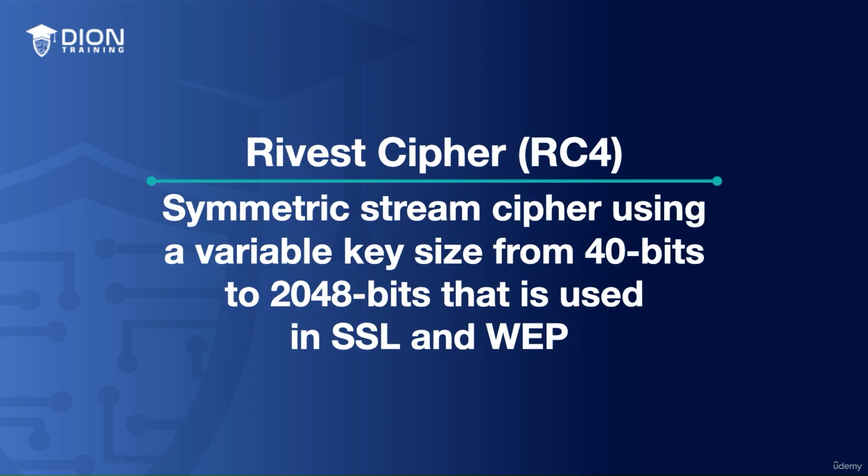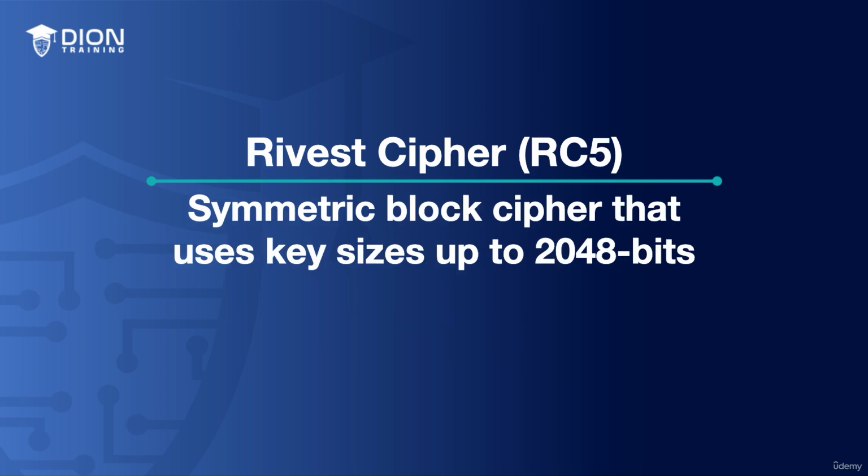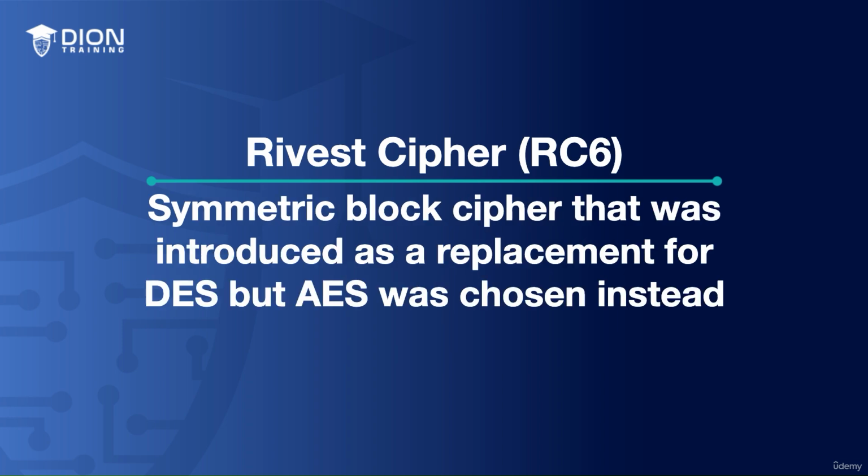RC4 is considered to be a stream cipher, and it uses a variable key size from 40 bits all the way up to 2048 bits. RC4 is going to be used in both Secure Socket Layer, SSL, as well as the Wired Equivalent Privacy, or WEP, that's used heavily on the internet and on our wireless networks. Now, RC5 is a block cipher that uses key sizes up to 2048 bits. And finally, we have RC6, which is based on the RC5 cipher, but is a stronger and more advanced version of it, and it was originally entered into the contest as a replacement for DES, but ultimately, the Rijndael cipher, known as AES, was chosen as the winner.